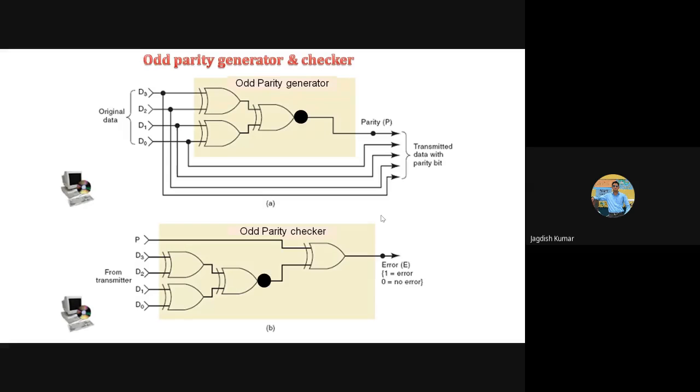Then there is the odd parity generator. Is this even parity generator and even parity checker clear to you, or any confusion or question over this? Is there any question on this part?